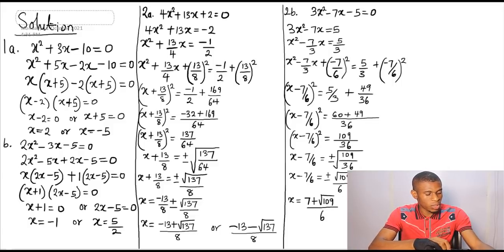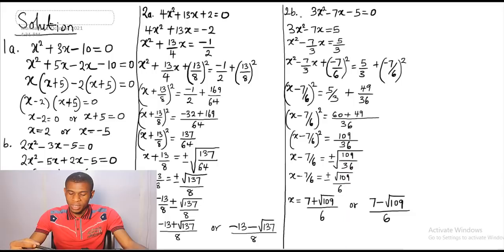1A is by factorization. You will get the answer x equal to 2 or x equal to minus 5. The B part, you will get x equal to minus 1 or x equal to 5 over 2. Then solving by completing the square method, you will arrive at this point: minus 13 plus root 137 all over 8, or minus 13 minus square root of 137 all over 8. Then in 2b, you will arrive at 7 plus square root 109 all over 6, or 7 minus square root of 109 all over 6.